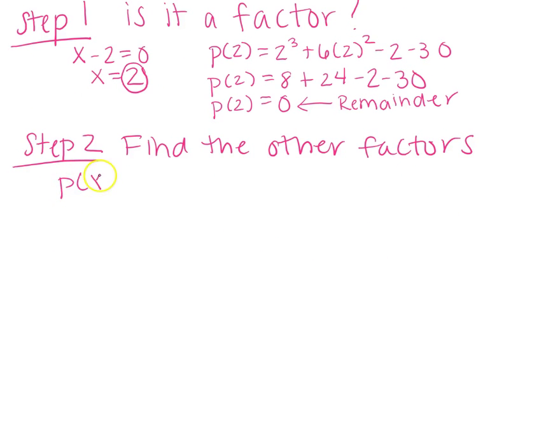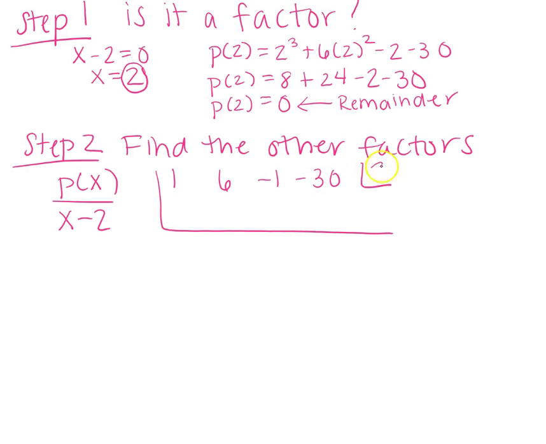Since I know that x minus 2 is a factor, that means it will divide evenly into my polynomial p of x. So I'm going to do my synthetic division and divide x minus 2 into p of x. My root is going to be the root of the divisor, so this number up here is going to be 2. And I got a 0 remainder, which is what I anticipated.